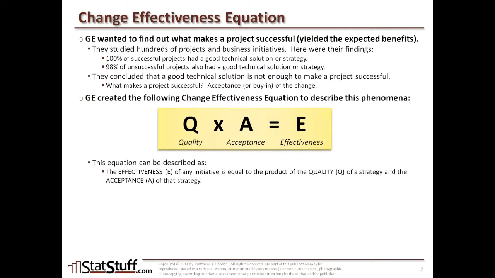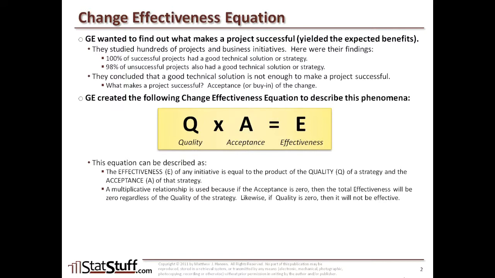So we can describe this equation as the effectiveness, which is the E part, of any initiative is equal to the product of the quality, the Q part, of a strategy, and the acceptance, or A, of that strategy. Now, we're using a multiplication relationship in this equation because if the acceptance was 0, then the total effectiveness will also be 0, regardless of the quality of the strategy. In other words, it doesn't matter how good the quality is of the solution that's being implemented or being proposed. If you have 0 acceptance, it's going nowhere and it will not be effective. In the same way, you could have great acceptance and sponsorship. However, if the quality of the solution is also 0, then it also will not be effective.